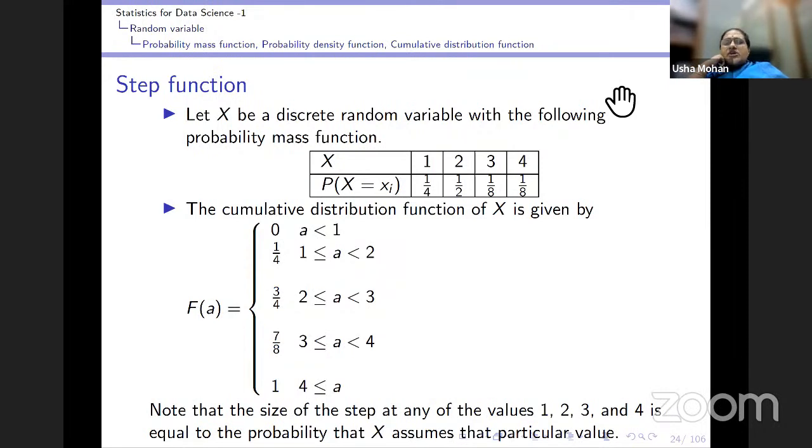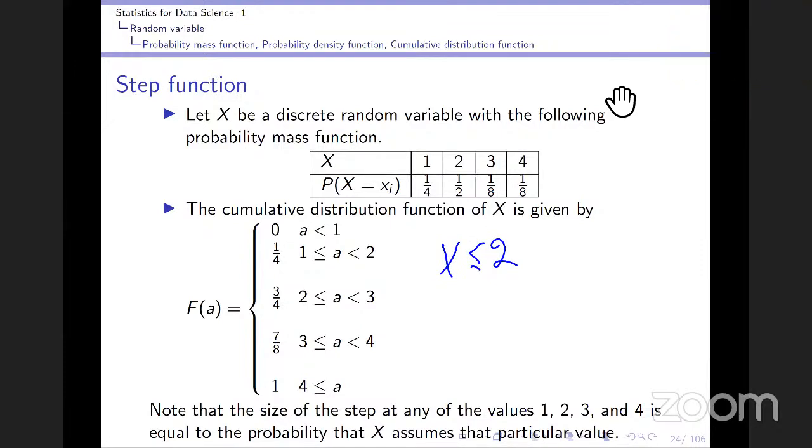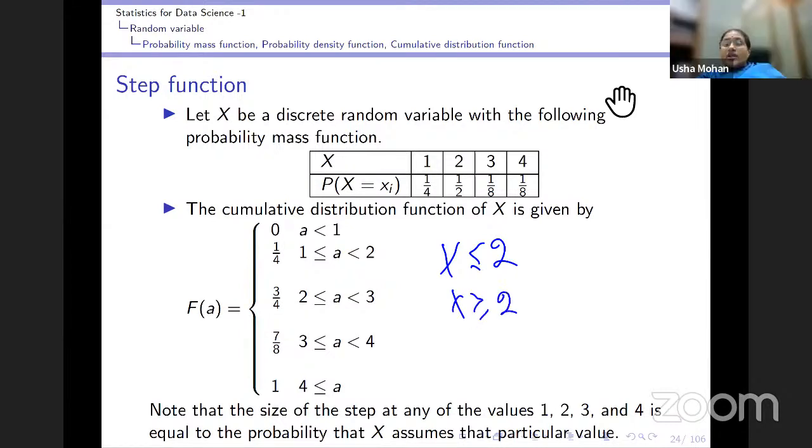Suppose I'm asking the question, what is the probability that a person gets at most 2 jobs? Now, what is at most 2? How does that translate in terms of X? X is less than or equal to 2, is what I want to know. Right? At least 2 would be X greater or equal to 2.